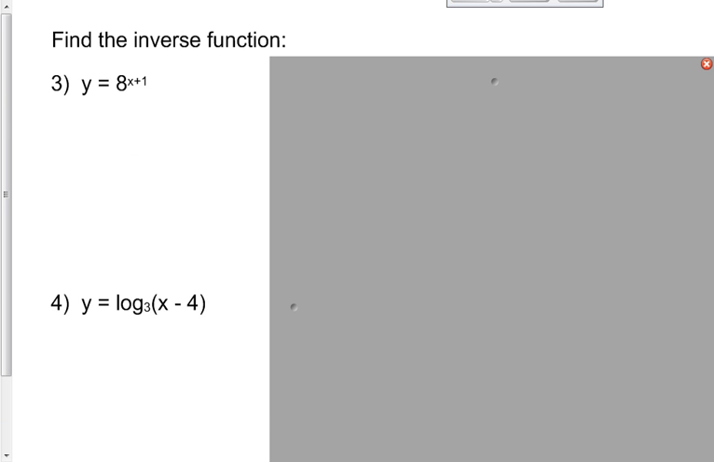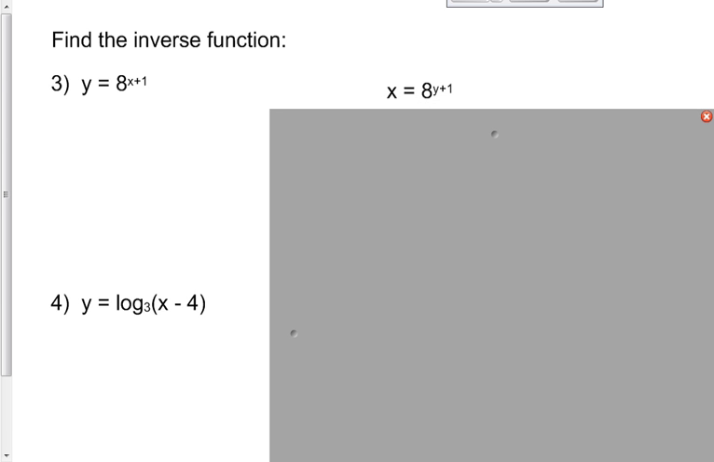Let's try these two. We'll find the inverse functions. Y equals 8 raised to the x plus 1. Step number 1 is always to swap your letters. X equals 8 raised to the y plus 1. Now I have to try to get the y by itself.